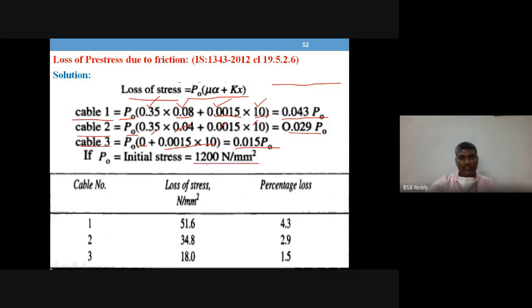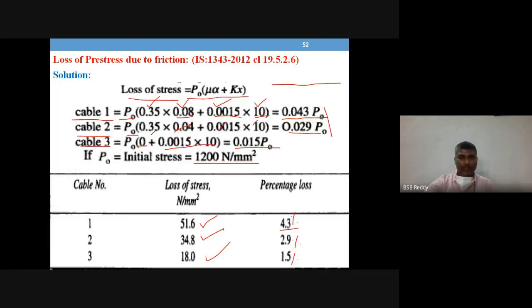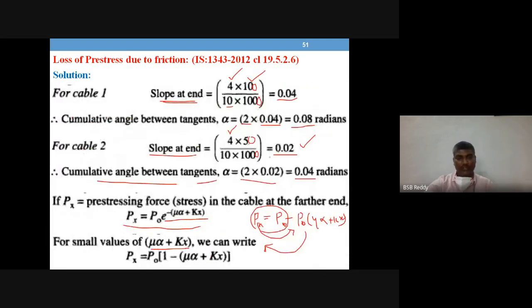So P naught means initial stress. So substitute for P naught, you get all these loss of stress values. And this divided by 1200 is the percentage. And 51.6 divided by 1200 is the 4.3 percent, 2.9 percent, and 1.5 percent. Okay, that is how we are able to find the frictional loss.